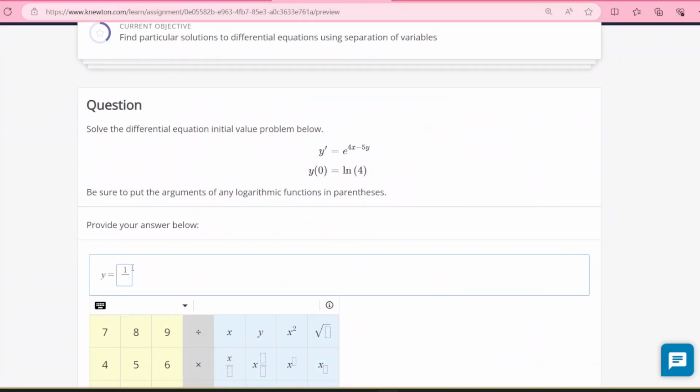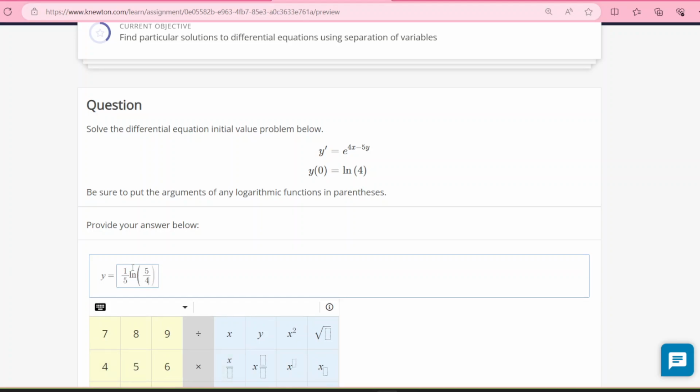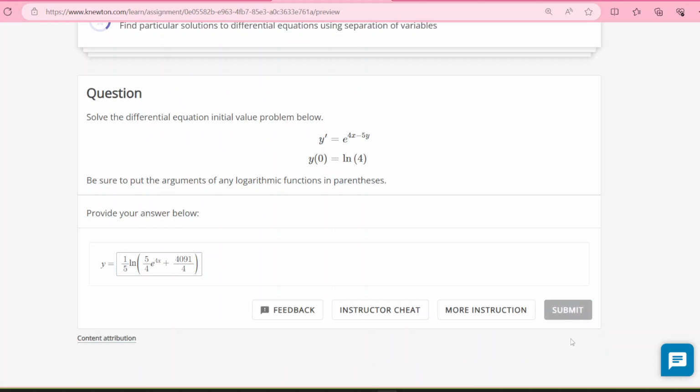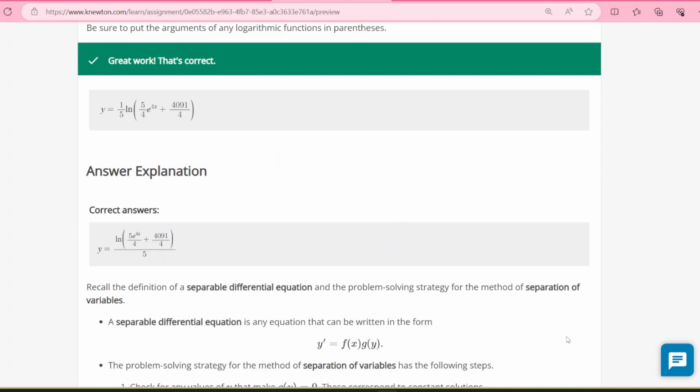So 1/5 times the natural log of 5 fourths times e to the 4x power plus 4,091 fourths, and that's all inside the log there. And hopefully there isn't an issue like with the last example where a parentheses was needed somewhere that I didn't put. Great. Again, if you couldn't tell from my voice, I am still quite annoyed by that previous example.